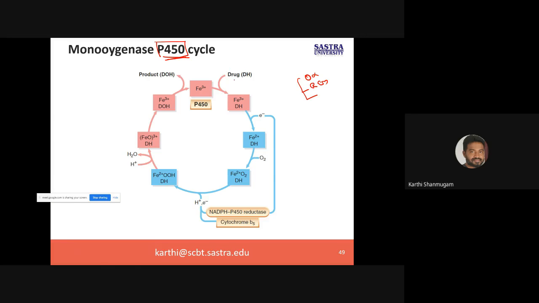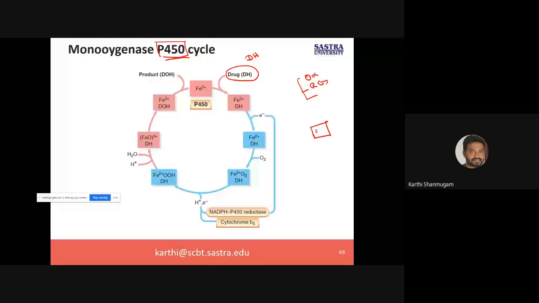The cycle starts here. The drug molecule enters the cycle, represented as DH in this cycle. The drug molecule goes and binds to the cytochrome P450, any of the isoforms I discussed in my previous slide. Each of these blue and pink square boxes represents cytochrome P450, and the drug molecule binds to it.